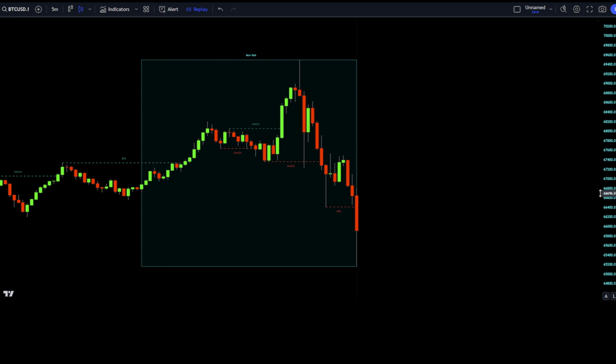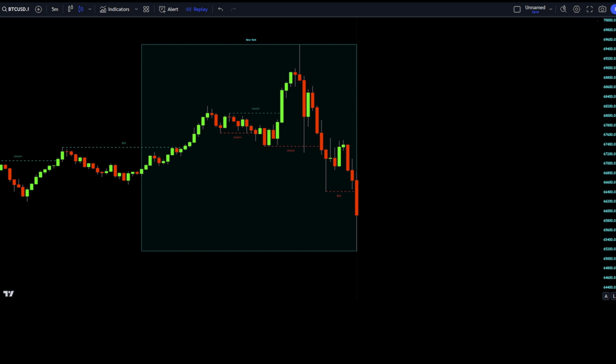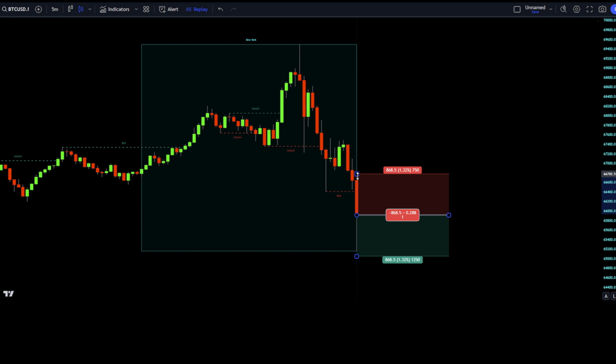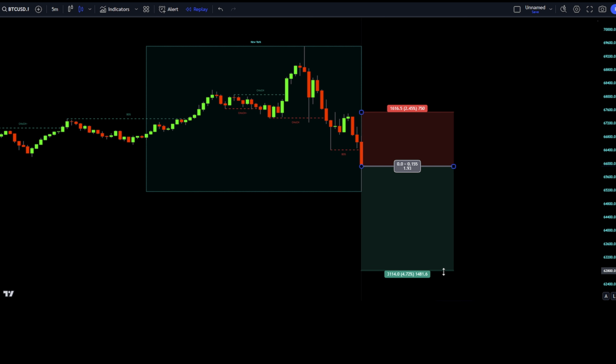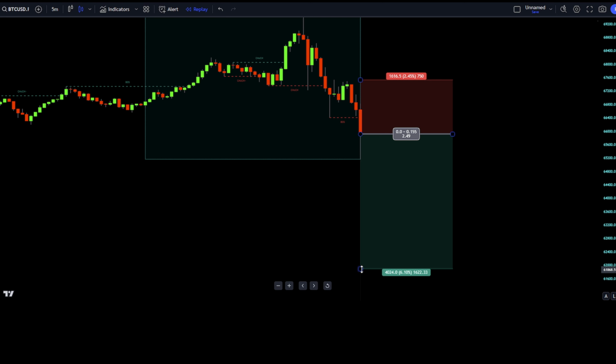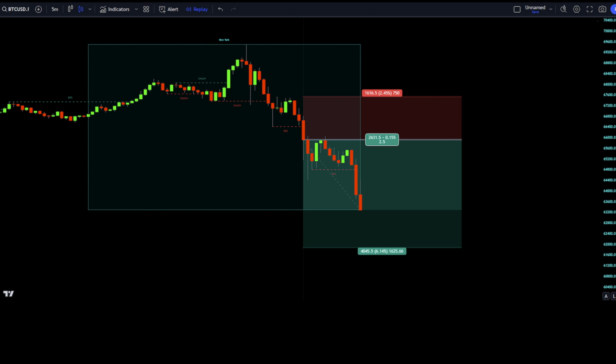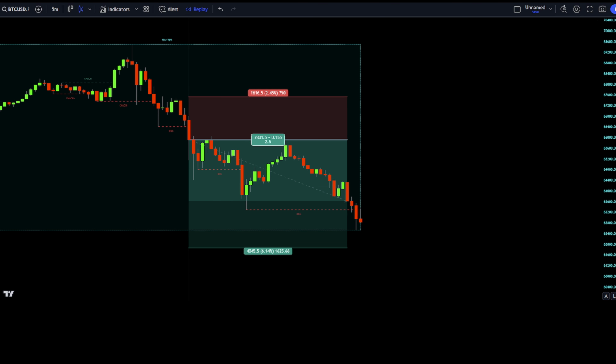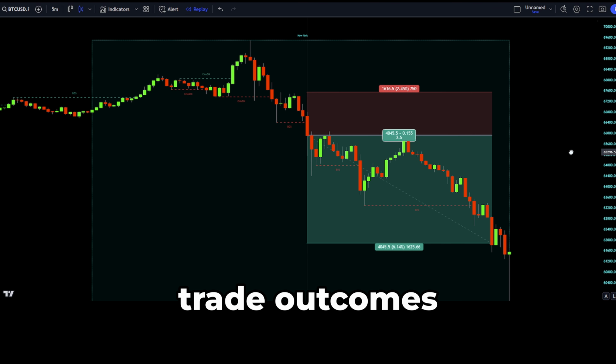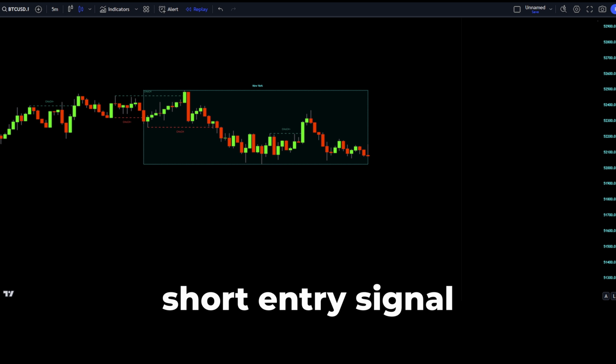Upon confirming these criteria, we're primed to act swiftly. We execute a sell order immediately after the candlestick closes. To safeguard our investment, we place our stop loss just slightly above the most recent high point, thereby minimizing potential losses if the market moves contrary to our expectations. Our target for take profit is set to achieve a 1 to 2.5 risk to reward ratio, optimizing our trade outcomes.